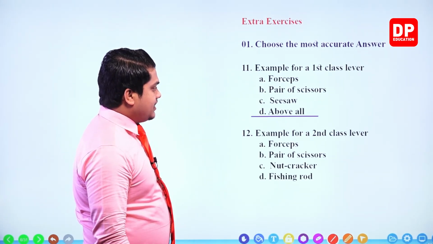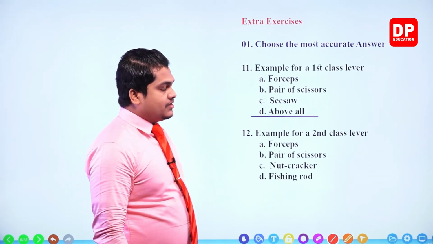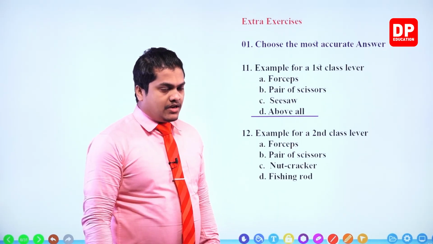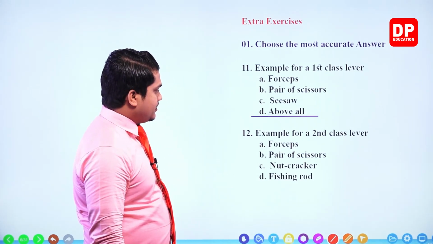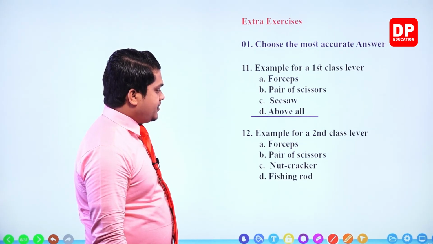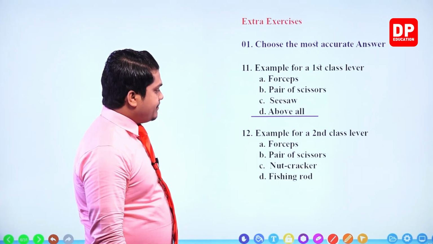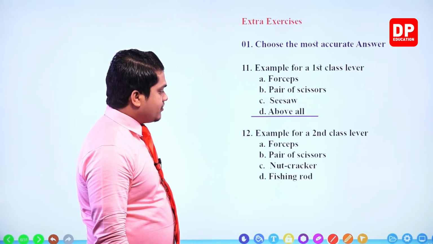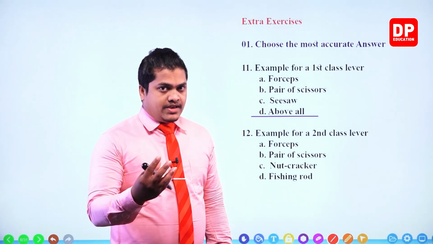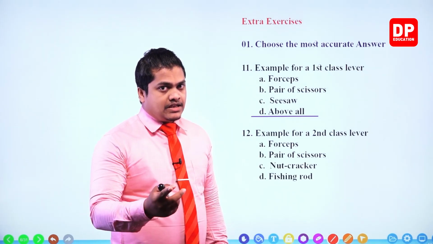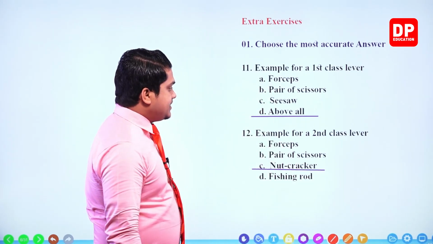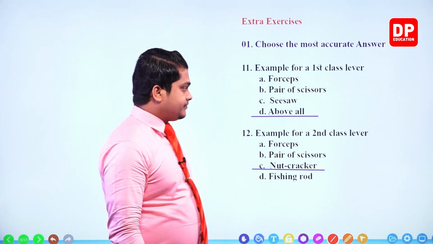Example for a second class lever. Within a second class lever, you can observe the load is at the middle. Forceps, pair of scissors, nutcracker, fishing rod. Forceps, pair of scissors and fishing rod are incorrect. However, in the nutcracker we can observe the fulcrum is located at the end and the load is in the middle. So nutcracker is the answer, my dear children. This is the example for second class lever.